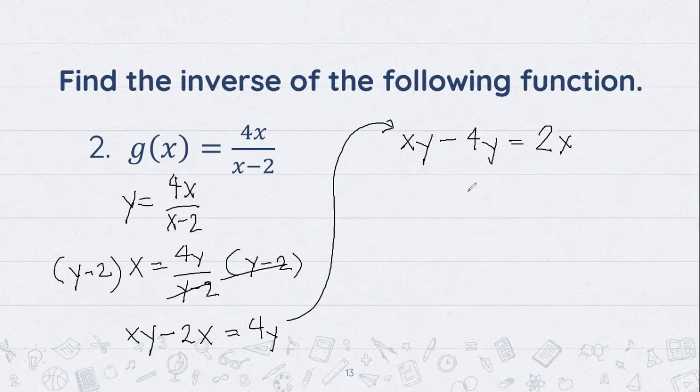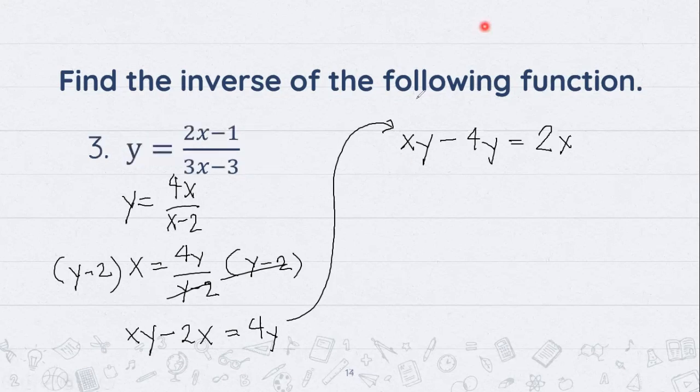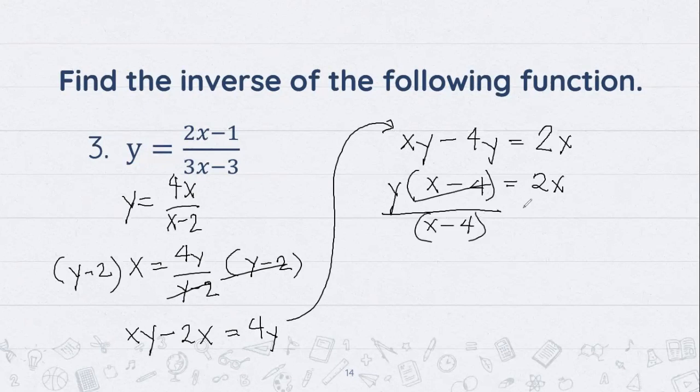And then, let's factor out the y. All of them have y, right? They have a common y. xy and 4y have a common factor of y. So, we take out the y. What happens? It becomes x minus 4. Right? Equals 2x. To isolate y, divide both sides by x minus 4. So, cancel. Here on the other side, x minus 4. And then we have y is equal to 2x over x minus 4.